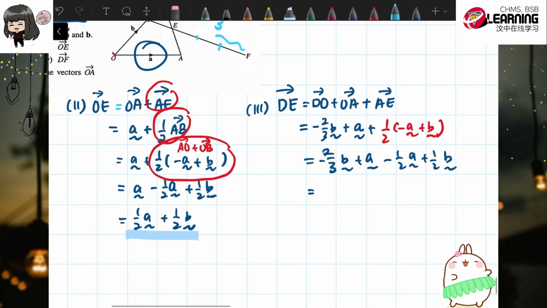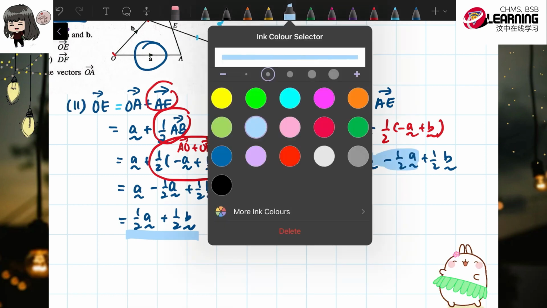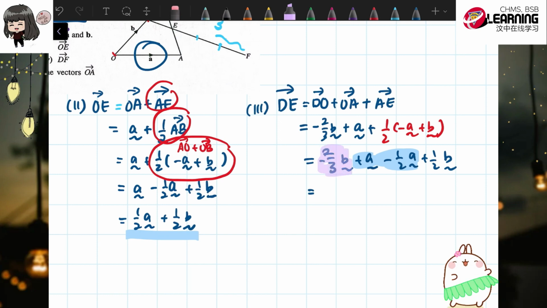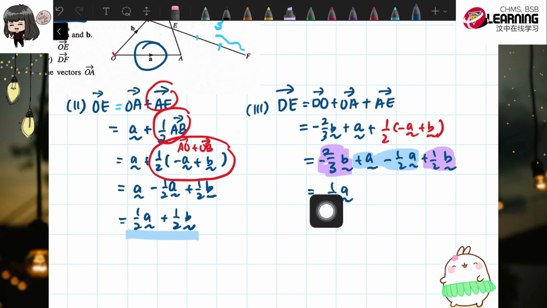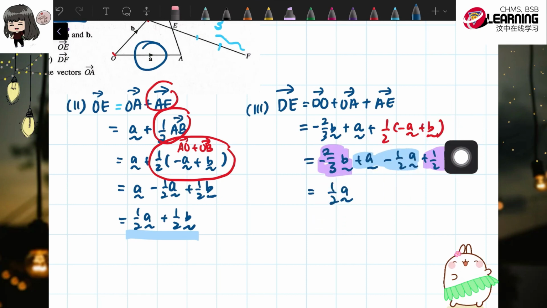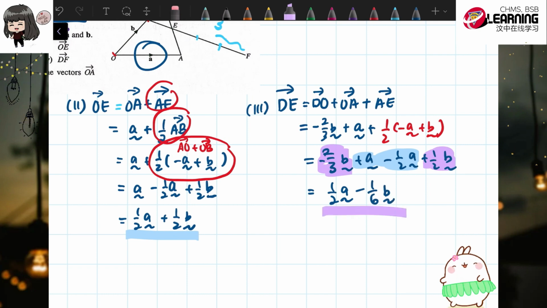Then I do this, A minus half A, and the like terms I put together. So half A minus half A is half A, and negative 2 over 3 B plus half B is negative 1 over 6 B. You can press the calculator for that. That's the answer.